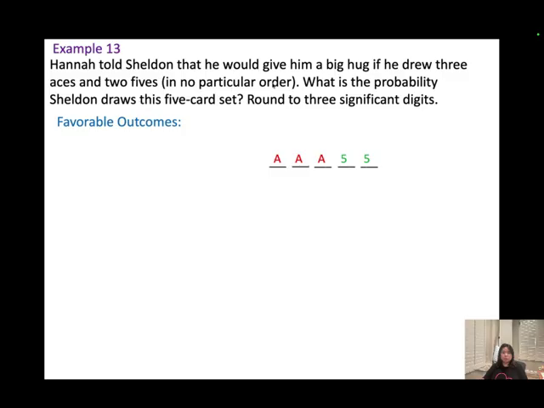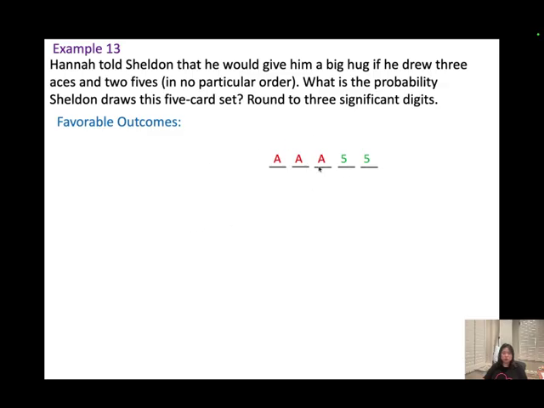And there's no particular order. So you could pick an ace first and then a 5, and then ace and 5 again, or it doesn't matter for the order here. Since there's no particular order, we can use the combination. What is the probability Sheldon draws these 5 cards?